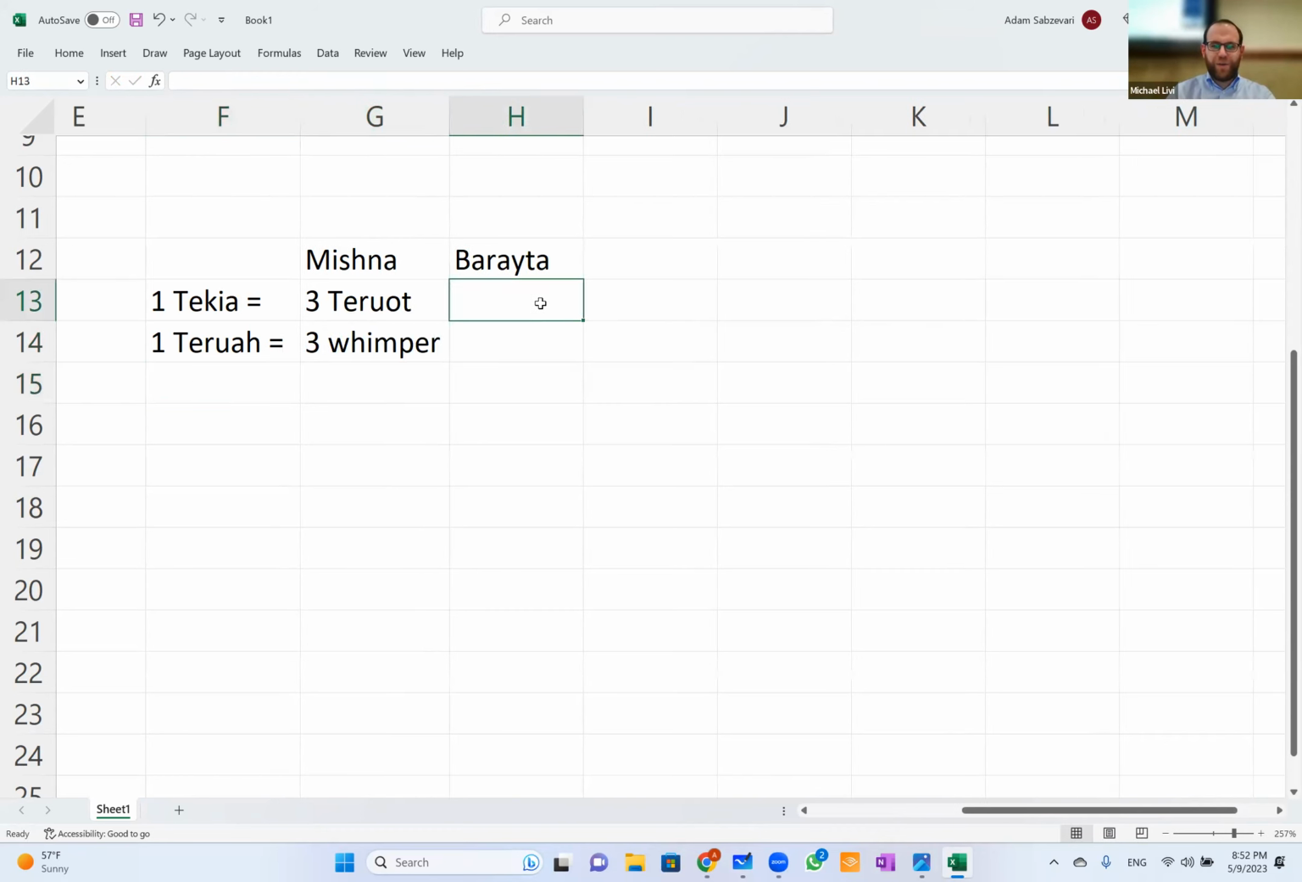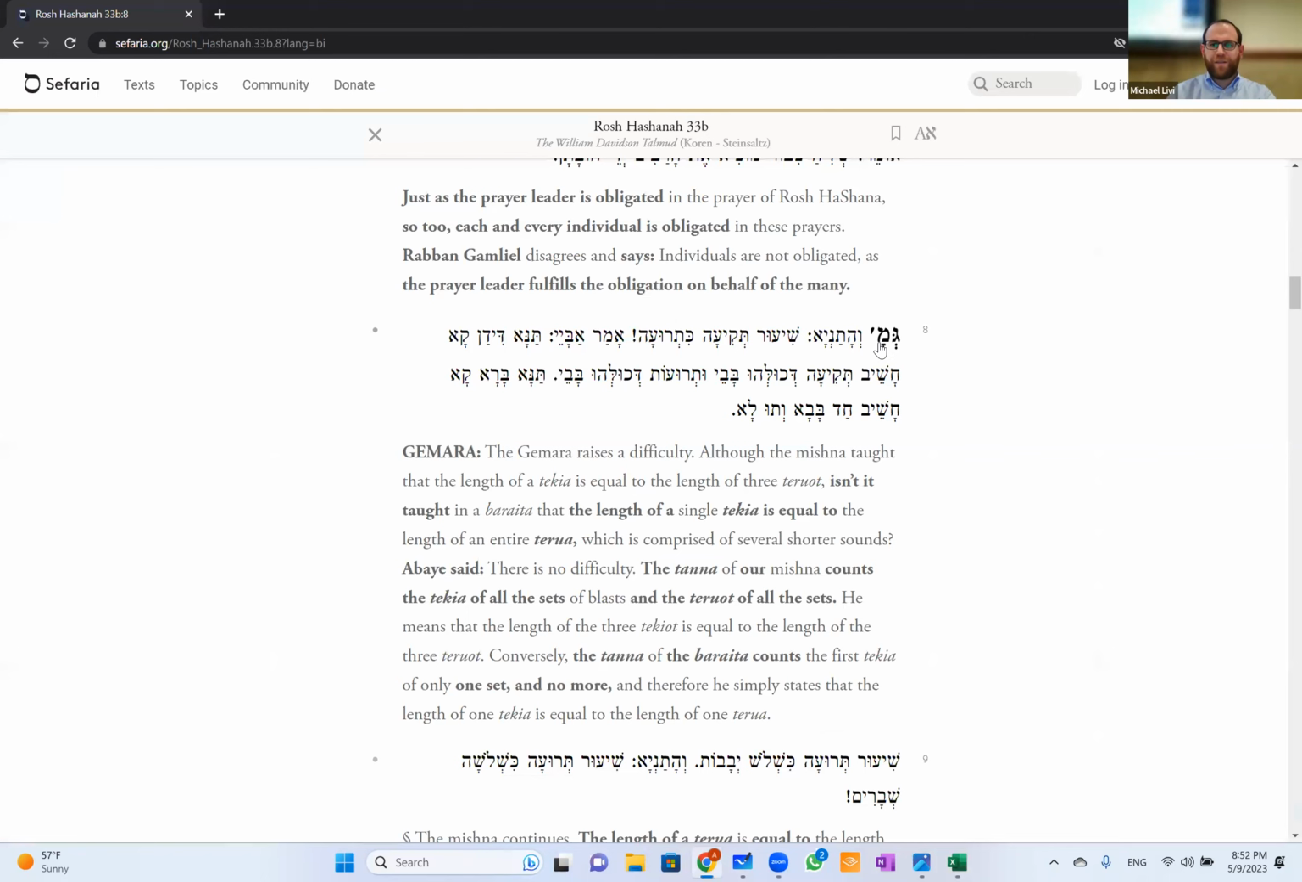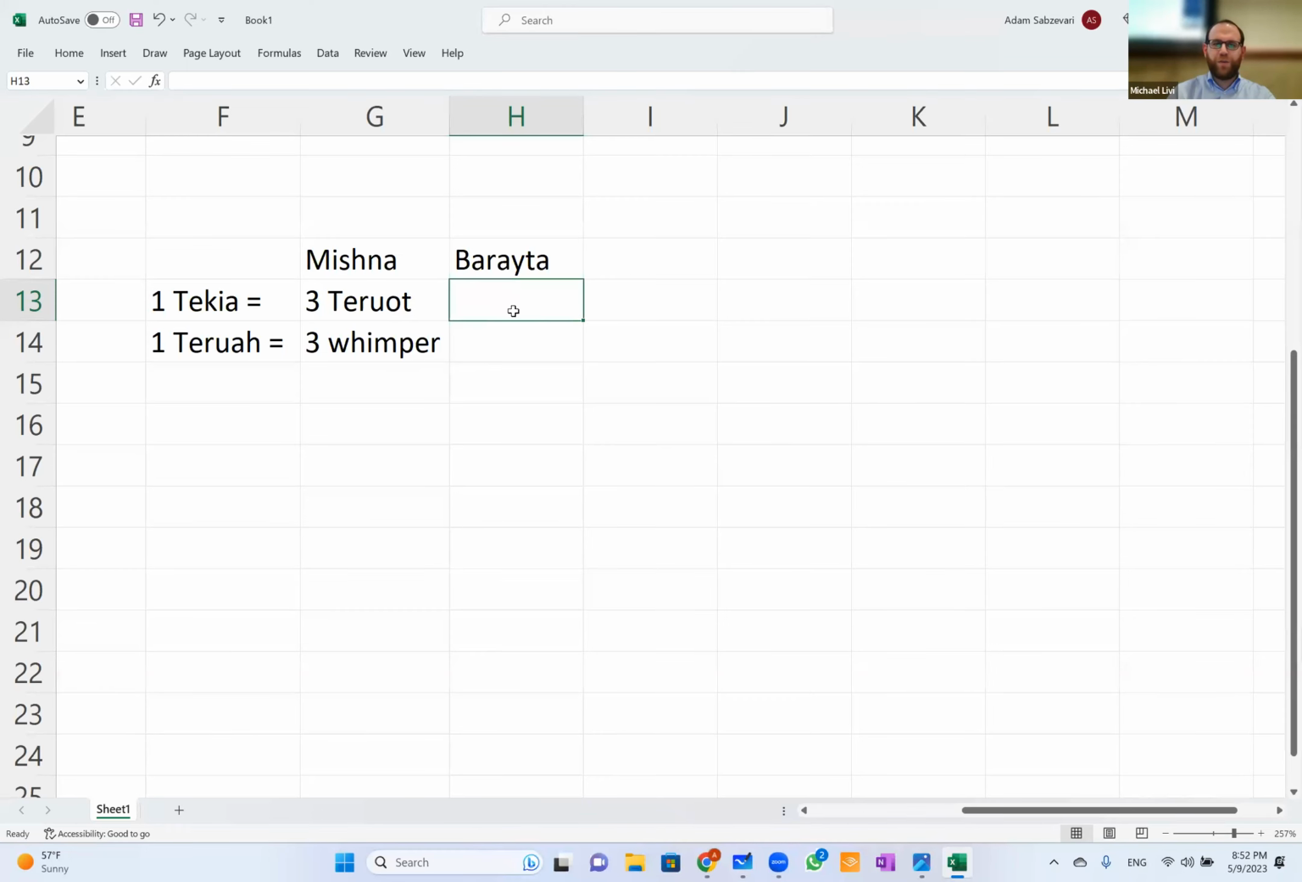Our Braita, let's read it again. Our Braita says, Shi'ur Tekiah Ki Teruah. A Tekiah is like a Teruah. So 1 Tekiah is equal to what? 1 Teruah. So that is a contradiction. Our Mishnah says it's like 3 Teruot, but the Braita says it's 1 Teruah. Which one is it? Okay, that's the Gemara's question. So far, so good. How long is the Tekiah? Our Mishnah says it's 3 Teruot. The Braita says it's 1 Teruah.